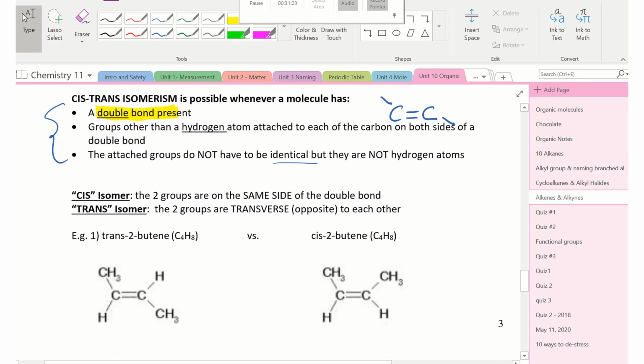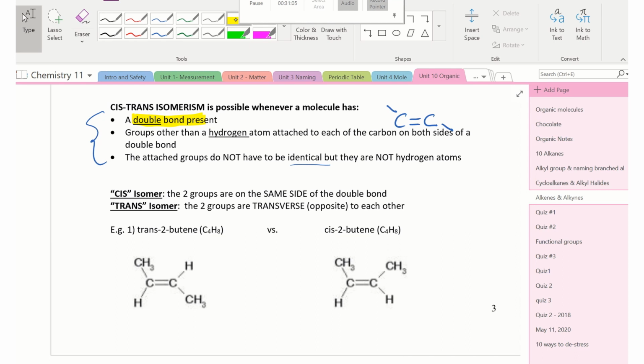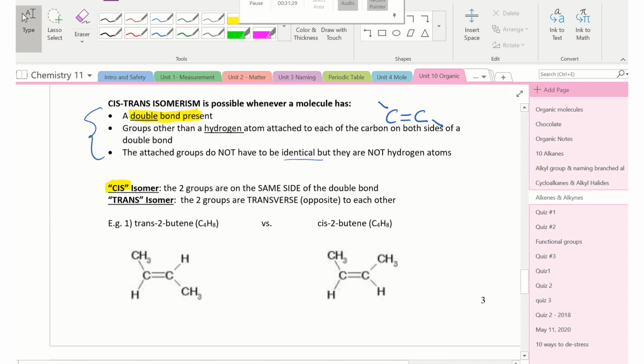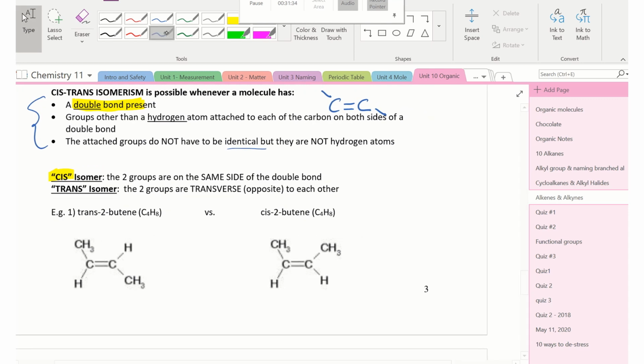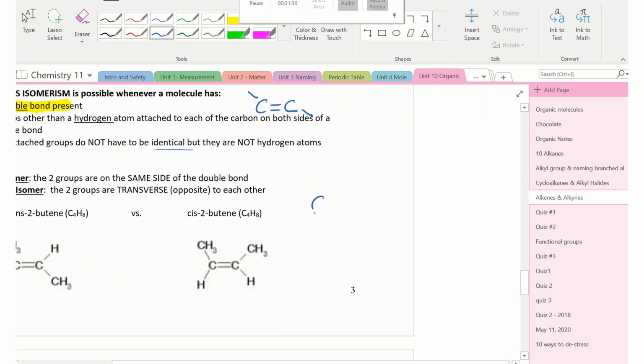So here we're going to start with talking about cis and trans. Cis is when the two groups are on the same side of the double bond. And trans is short for transverse, that means opposite. The two groups are on the opposite ends, each side. So here we have the example of 2-butene.